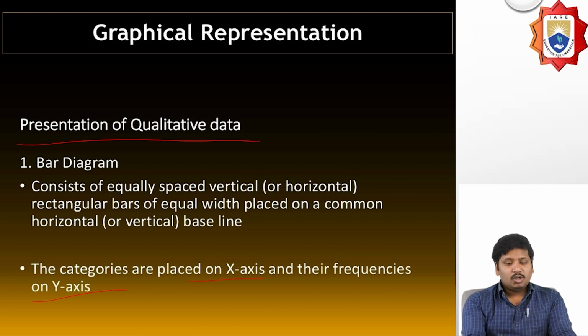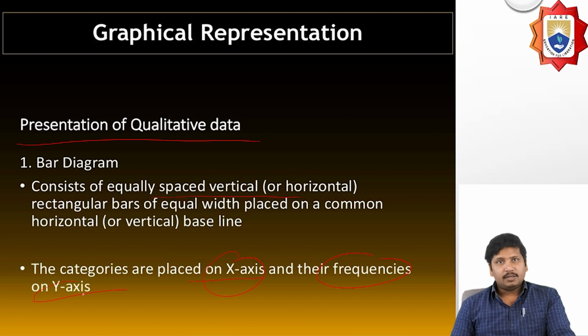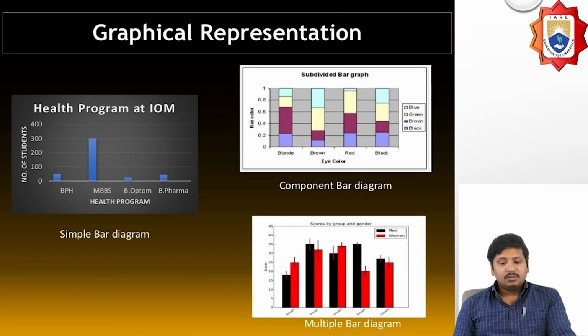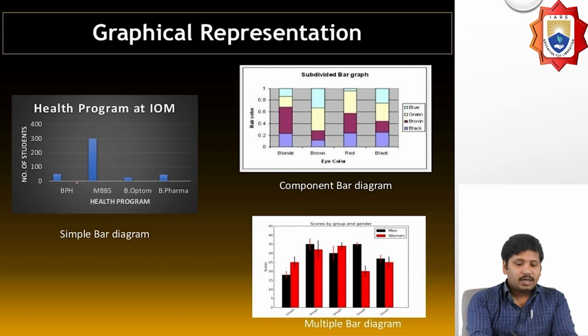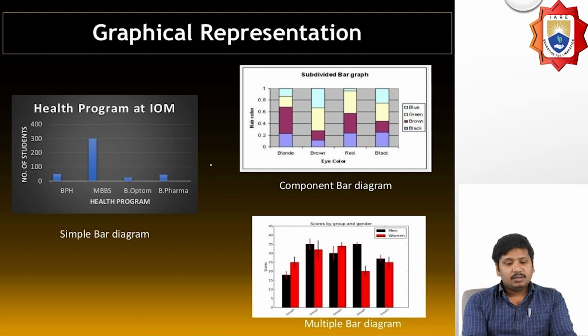It consists of equally spaced vertical bars with a common horizontal or vertical baseline. These categories are going to be placed on the x-axis and frequencies on the y-axis. So these are some of the presentations of the bar chart, where the bar chart is further divided into different representations like simple bar, component bar, and multiple bar.